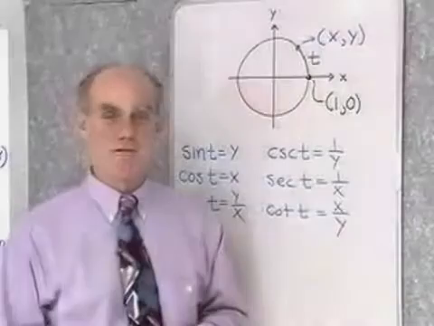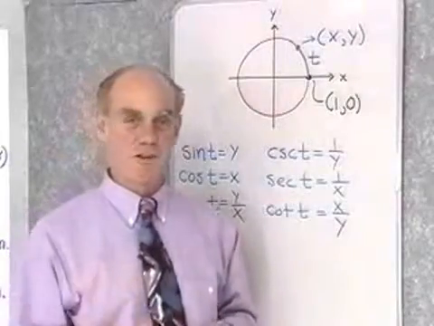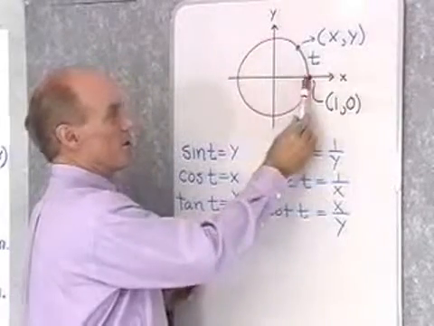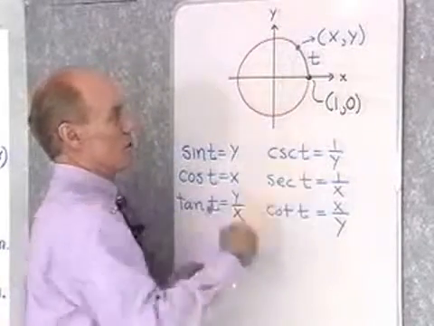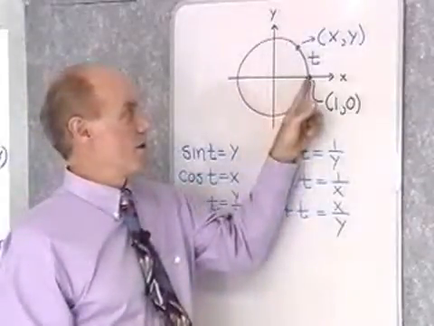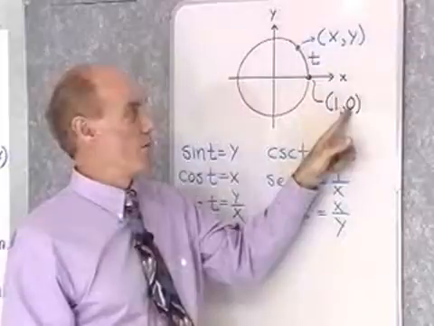Here's our third definition for the trigonometric functions, and it involves the unit circle. Now, I've drawn the unit circle over here on a coordinate system. The equation of the unit circle is x squared plus y squared is equal to 1. It has a radius of 1. That's why the coordinates of this point are x equals 1, y equals 0.